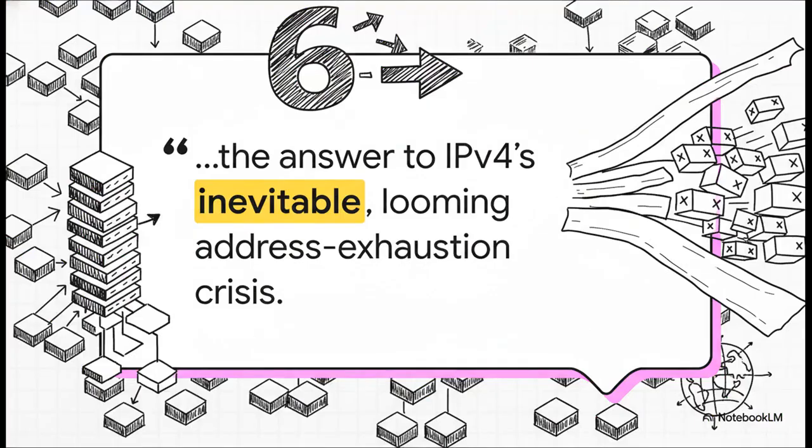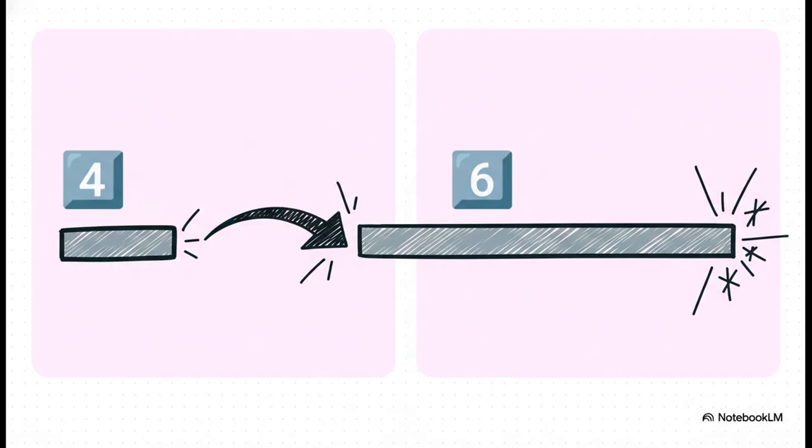The solution is IPv6, the next generation of internet protocol. It was designed from the ground up to be the answer to what everyone knew was an inevitable, looming address exhaustion crisis. And this visual just shows the sheer scale of the change. We didn't just add a few more bits, we quadrupled the address length from 32 to 128 bits. This isn't just an update, it's a complete overhaul of our digital address book.